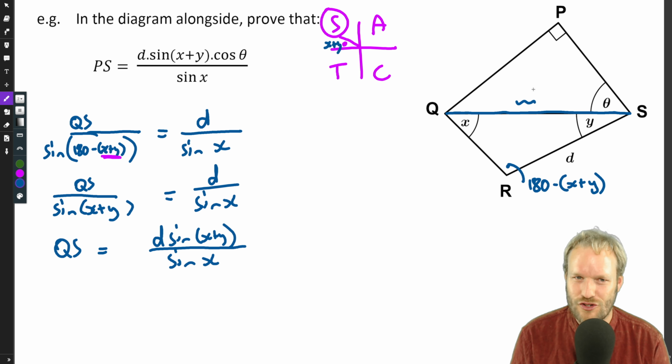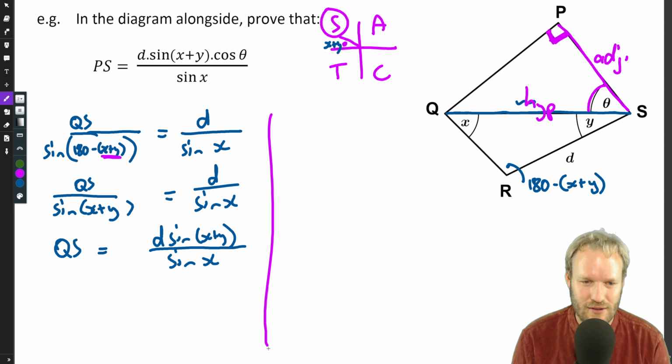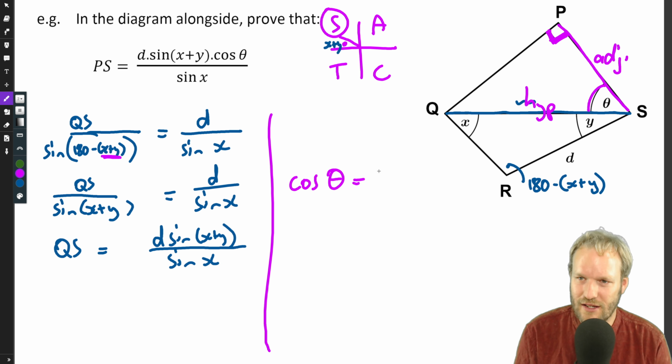Okay. Now we need to try and find out what PS is. So PS is over here. And we've got theta. Well, in this nice right angle triangle, here's theta, and this side here is the adjacent side, and this side here is the hypotenuse. Well, to me, that speaks cos. So cos of theta is the adjacent PS over the hypotenuse QS.